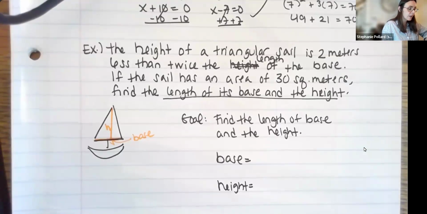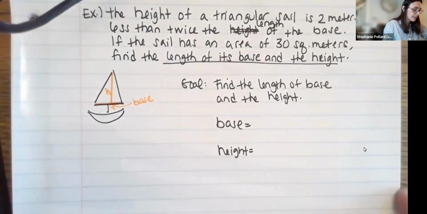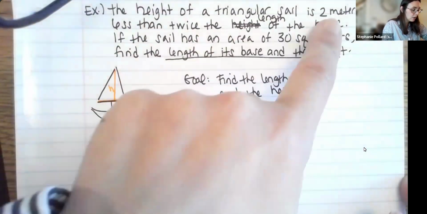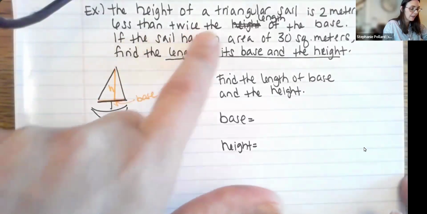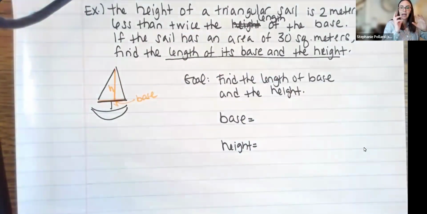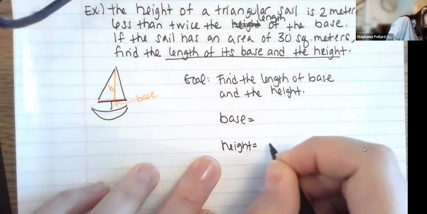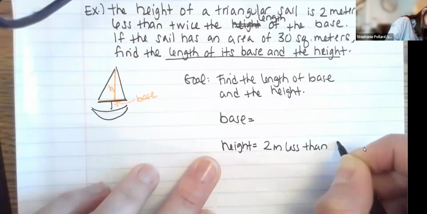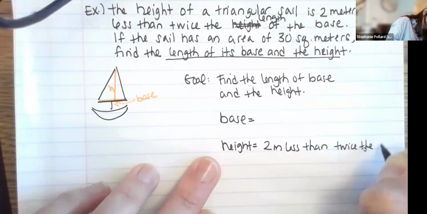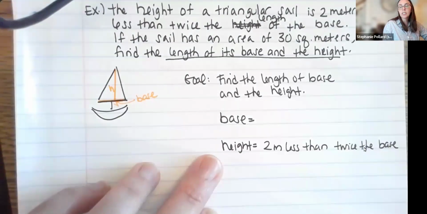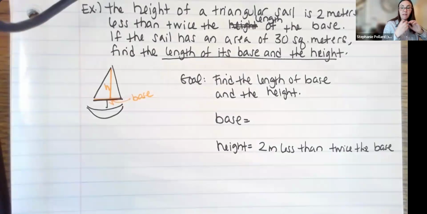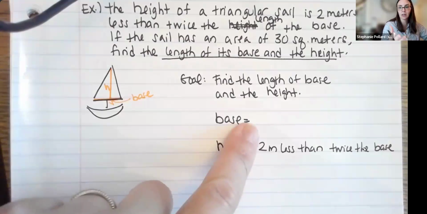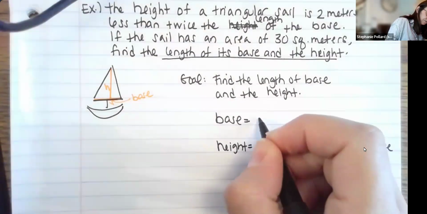Now, if I read back through again, I do see that it says the height is 2 meters less than twice the length of the base. So I'm noticing that the height is given in terms of the base, right? So the height is 2 meters less than twice the base. So this is pointing me to the fact that I should let the base be my variable, and let's write height in terms of that. Now, if you want to use b for base here, you can. I'm just going to use x and keep it simple.